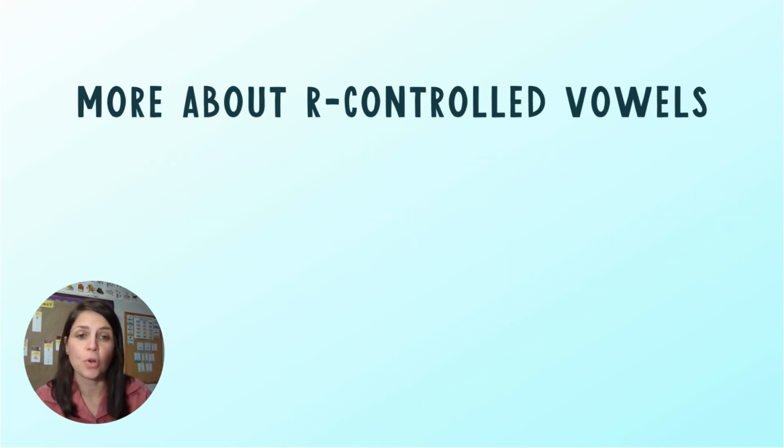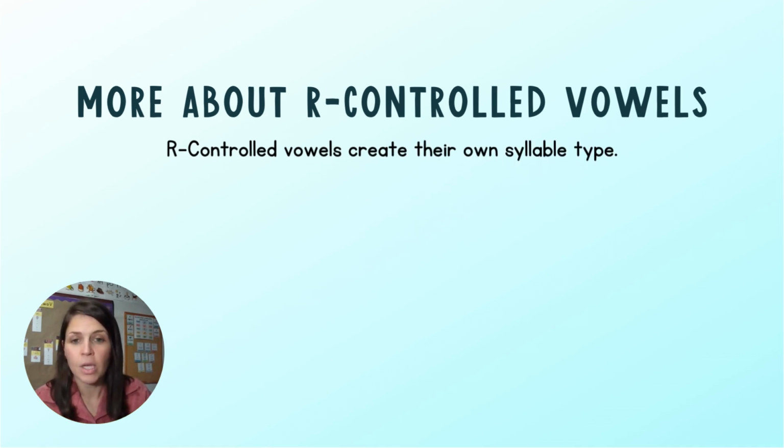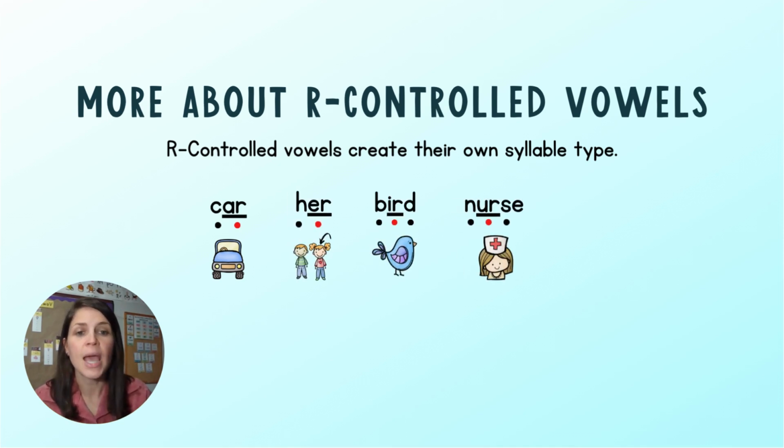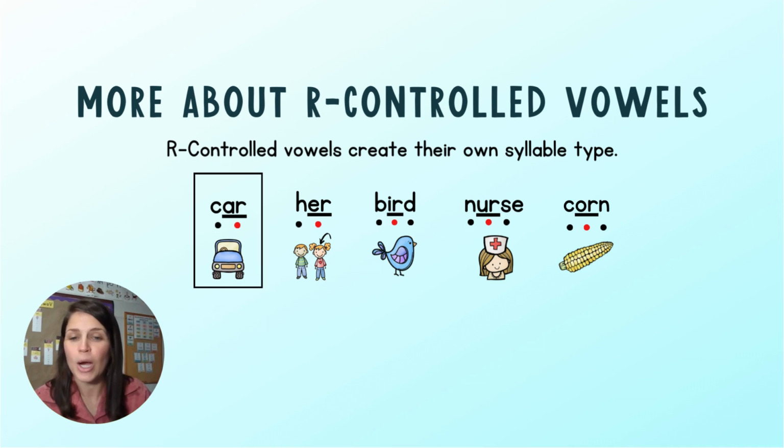So more about our controlled vowels. Our controlled vowels create their own syllable type. So here we have a bunch of single syllable words: car, her, bird, nurse, and corn. These are considered R controlled vowel words because the syllables include an R controlled vowel. So in car, where is the R controlled vowel? You'll see it underlined there, A-R, and we hear the R very clearly when we isolate those sounds. K, /ar/, we hear it right there and we spell it with an AR.